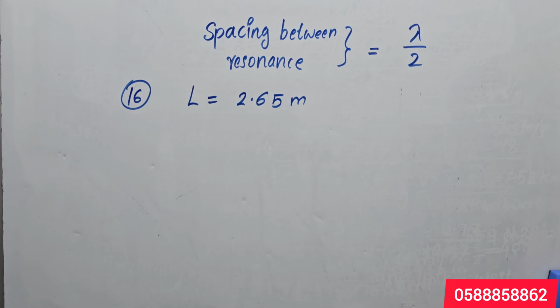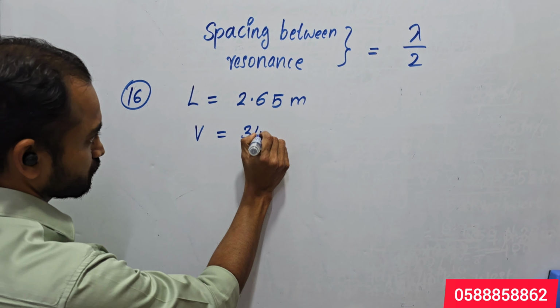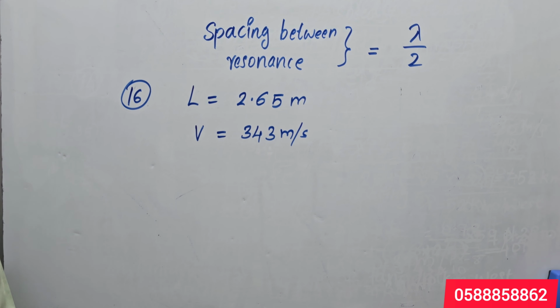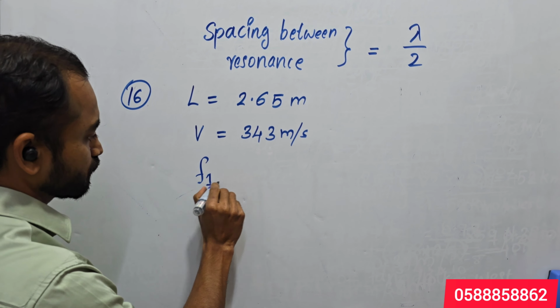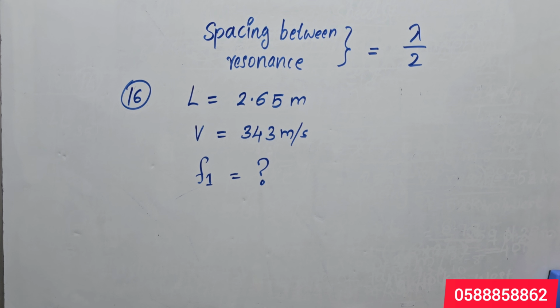If the speed of sound is 343 meter per second, find the lowest frequency, means the fundamental frequency, right? Find the lowest frequency that is resonant for that bugle. So we need to calculate the lowest frequency, F1. We need to calculate the fundamental frequency.